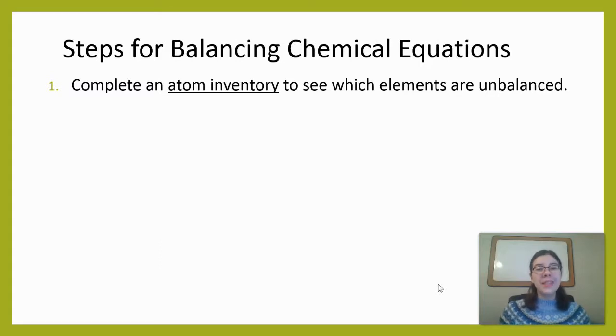Okay, so there's a few different steps that we want to take when we're balancing chemical equations. The first thing that you need to do is to write your atom inventory that we talked about earlier. And this is really helpful because it lets us see what is balanced and what is unbalanced. So it gives us a starting spot.